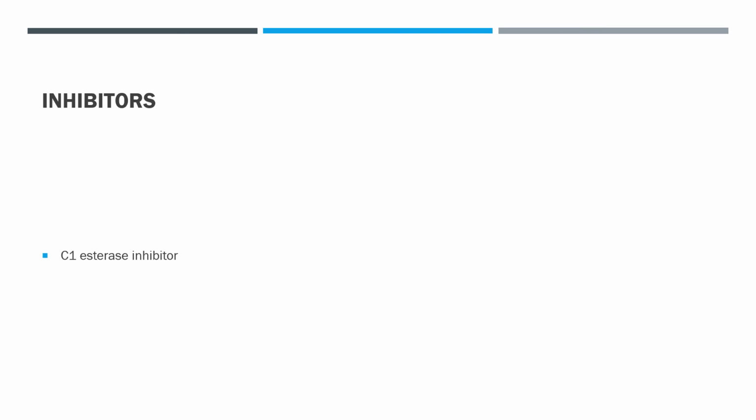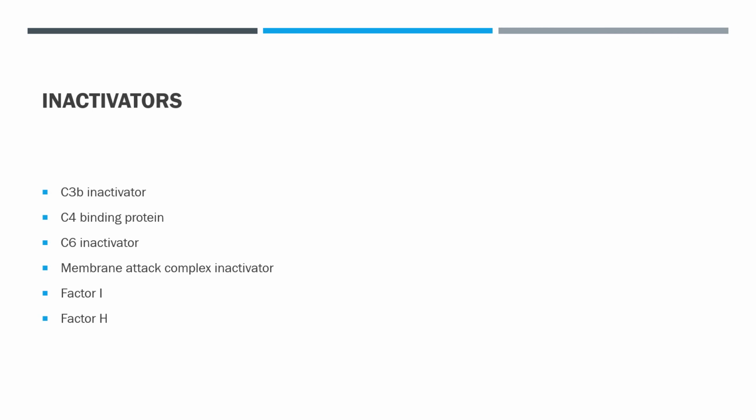A significant inhibitor is C1 esterase inhibitor. If you have a patient that is low on C1 esterase inhibitor, these patients have hereditary angioedema, which is fluid-filled swelling of the skin and itchy rash. Some complement inactivators would be C3b inactivator, C4 binding protein, C6 inactivator, membrane attack complex inactivator, factor I, and factor H.